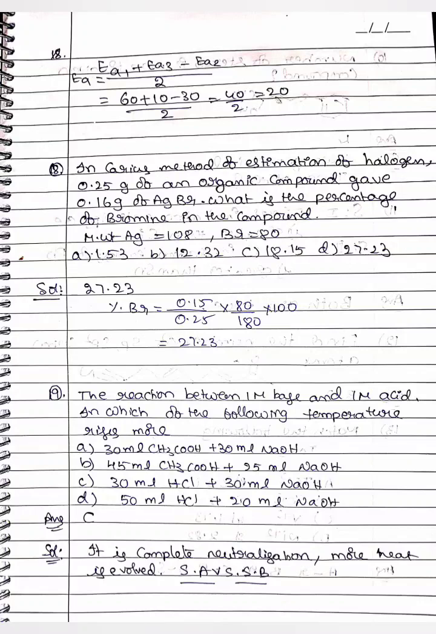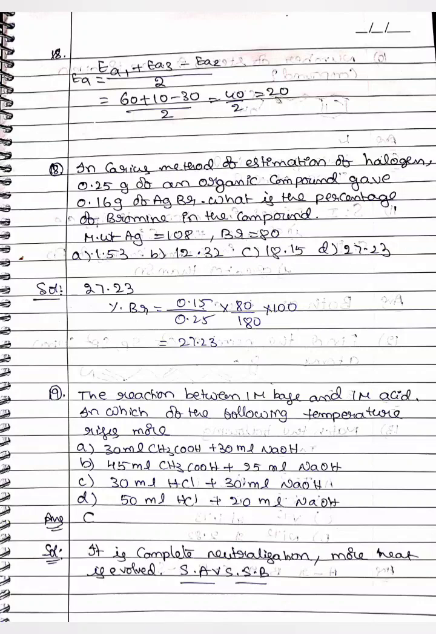Again and again they are asking the Carius method in 2025 JEE Mains. So those who are going to appear in the next sessions, try to practice all these models, which are very very important. So in the Carius method of estimation of halogen, 0.25 grams of an organic compound gave 0.16 grams of AgBr. What is the percentage of bromine they are asking? We know the formula directly. Percentage of bromine here we are getting as 27.23. You can look at the solution.